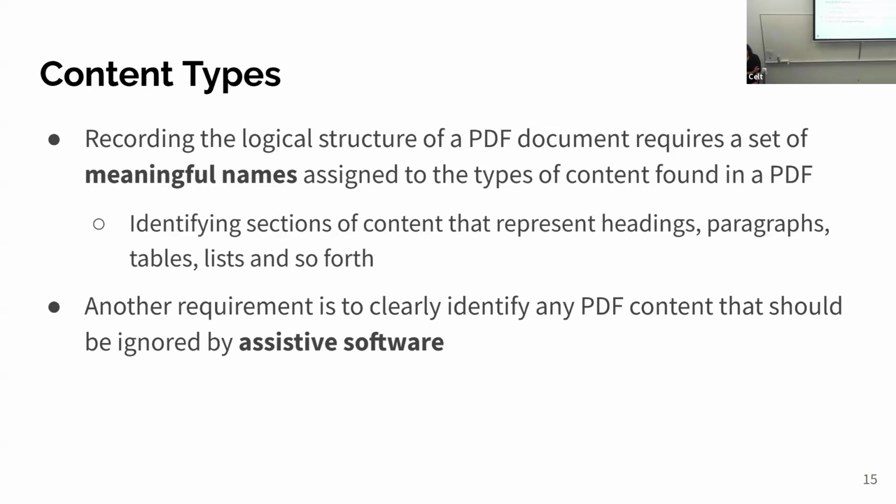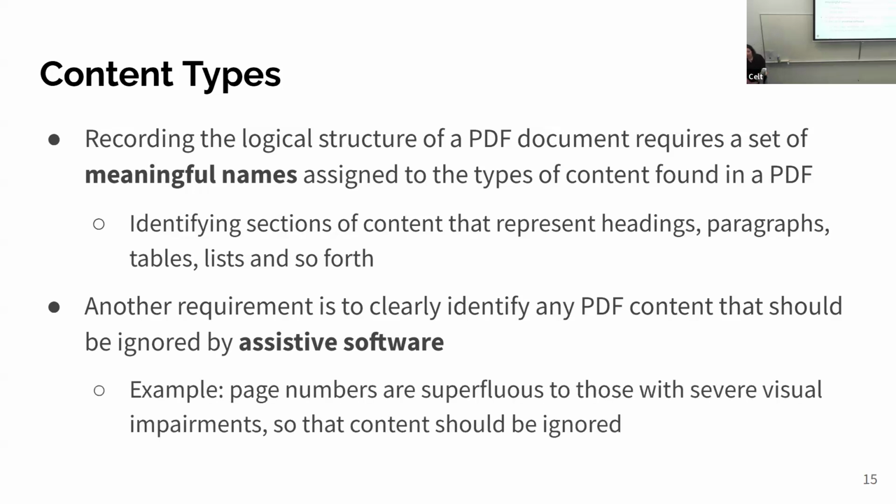Another requirement for content type is to clearly identify any PDF content that should be ignored by assistive software. For example, page numbers are important for someone looking at a document or flipping through it, but this information is superfluous to those with severe visual impairments. They're just listening to the content aloud. So this is information that should be ignored.